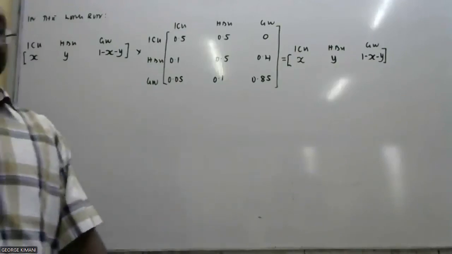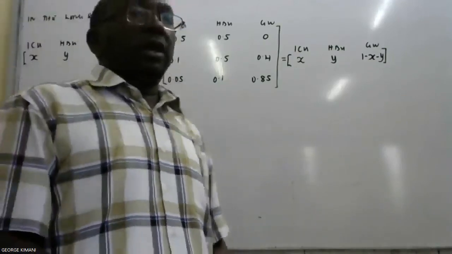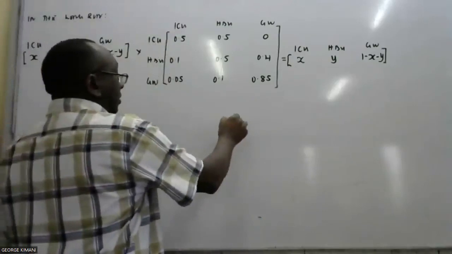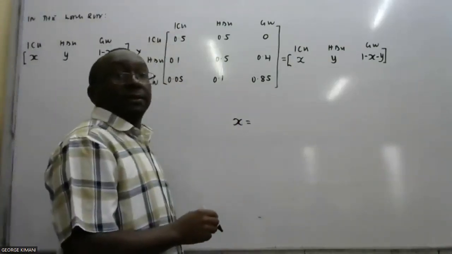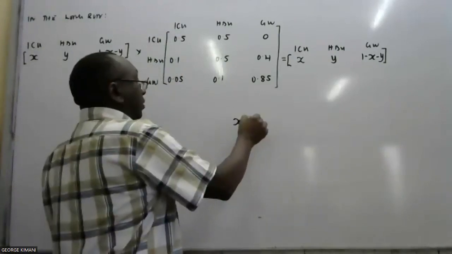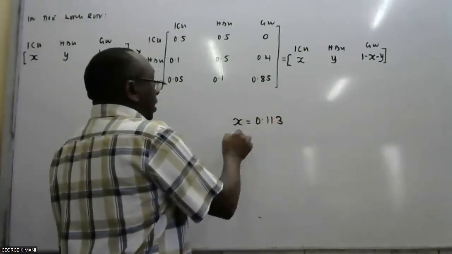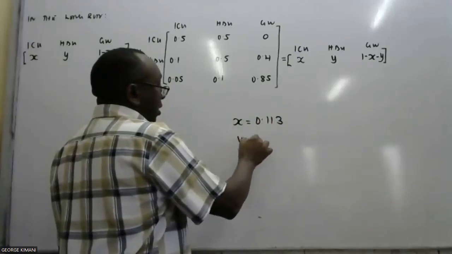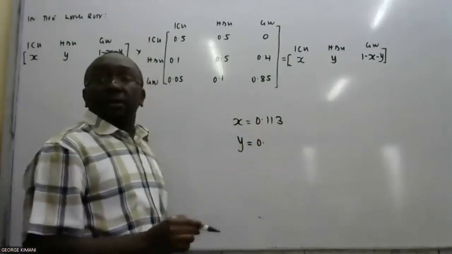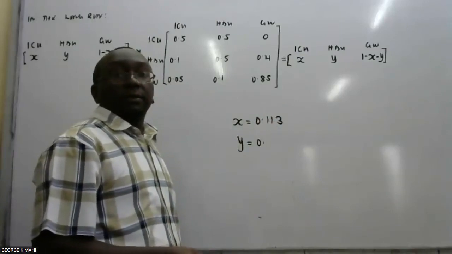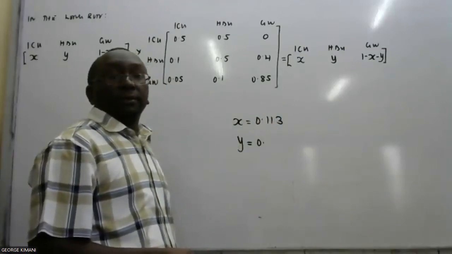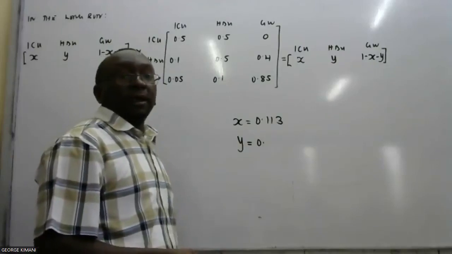We are through. What is the value for X? Zero point one one three. Why? You have different figures.